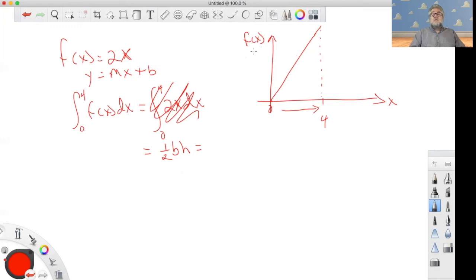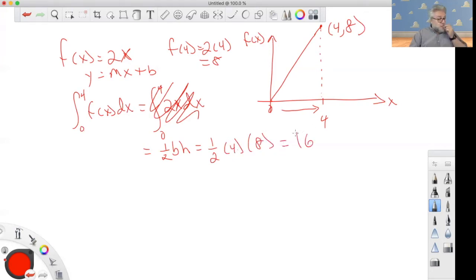And so if f of x equals 2x, and this has an x coordinate of 4, f of 4 would be 2 times 4, which would be 8. So the y coordinate is 8. So 1/2 base times height: 4 times 8 is 32, times 1/2, 16.